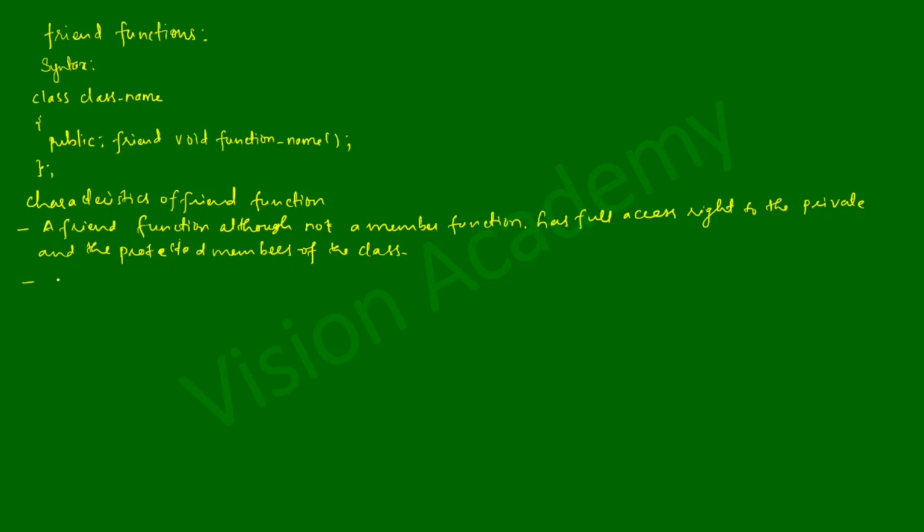The second characteristic is that a friend function cannot be called using the object of that class.